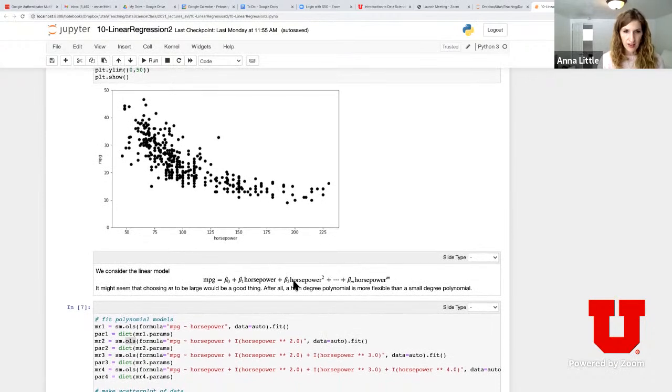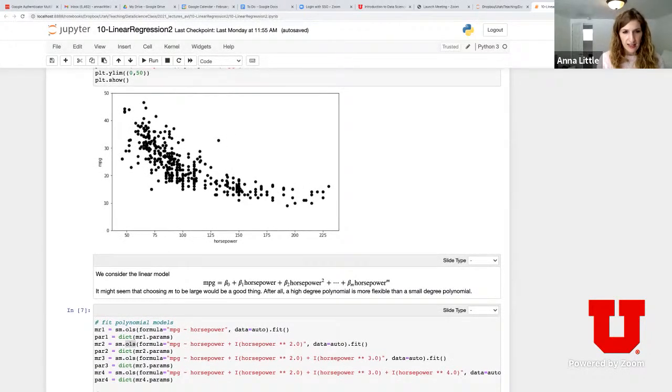So let's consider generalizing beyond just simple linear regression. Let's think about doing higher order polynomials. So we'll consider the model. Here it says linear model. It's a little confusing because it's linear in these variables, but because these variables are powers of horsepower, it actually is a nonlinear model for the data.